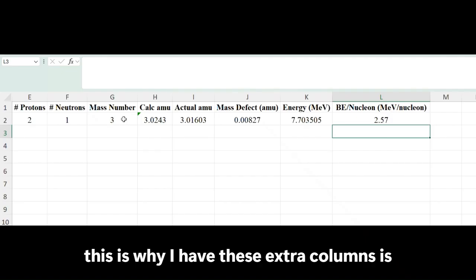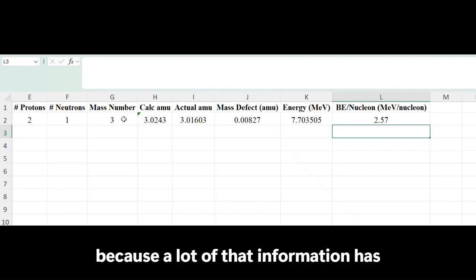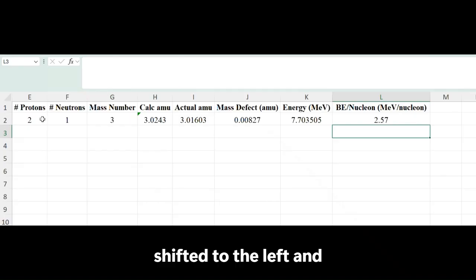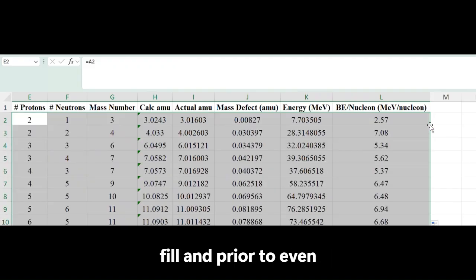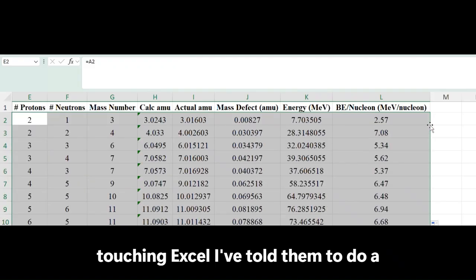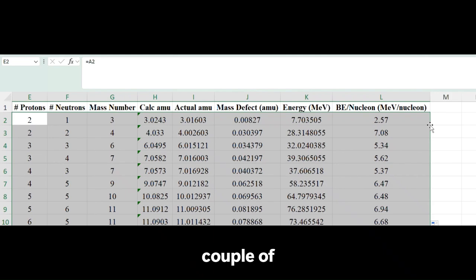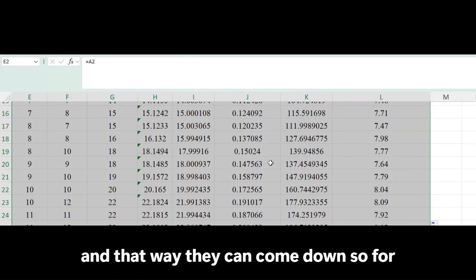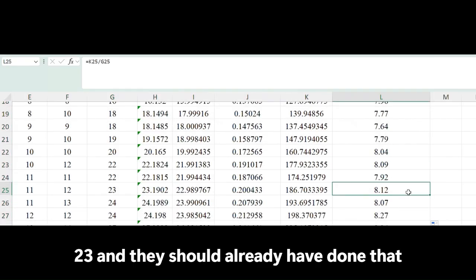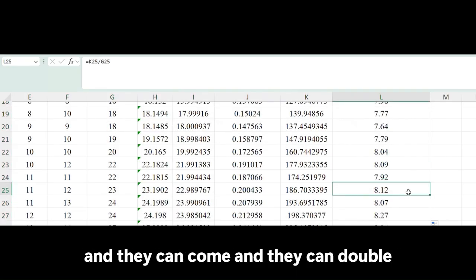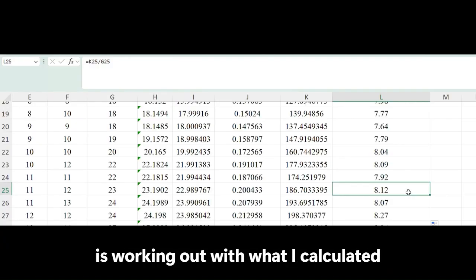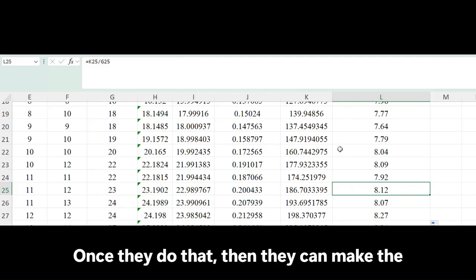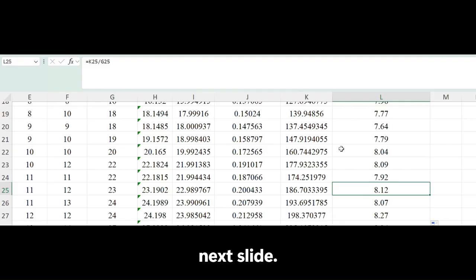And so this is why I have these extra columns, is because a lot of that information has shifted to the left. And if the student manages to fight through this, they should be able to just autofill. And prior to even touching Excel, I've told them to do a couple of examples on pen and paper, and that way they can come down. So for example, they're supposed to do sodium 23, and they should already have done that, and they can come and double check and see, oh, my math is working out with what I calculated. Once they do that, then they can make the plot, and we're going to show that on the next slide.